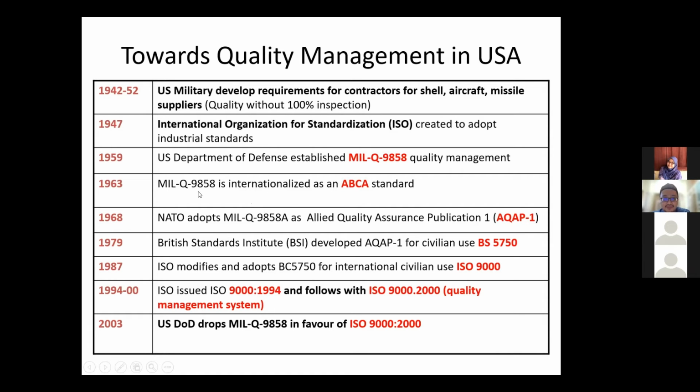You will learn about MILQ 9858, the Australian, British, Canada, America standard. So 4 countries get together and they standardize. Initially, it's all for military purposes. Okay, and then they established the British Standards Institute in 1979. This one started for civilian use. Okay. Then ISO modifies and adopts BS 5750 for international civilian use. They start to become introduced to other countries, etc., etc. Okay, sampailah kita dapat sekarang ni.